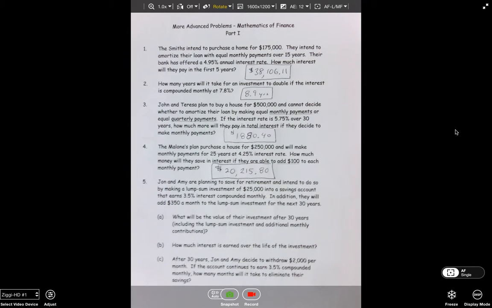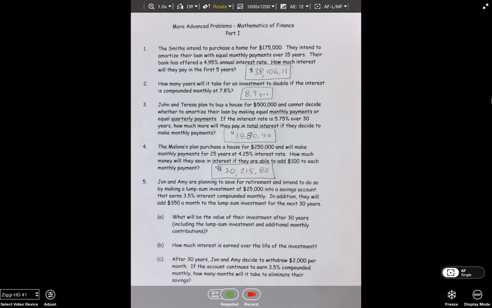So the final problem on this handout, John and Amy are. Now this is a depressing problem. I'll just go ahead and tell you, because what I'm going to do is I'm going to do everything right, and we're going to find out that it doesn't really work as well as we would think.